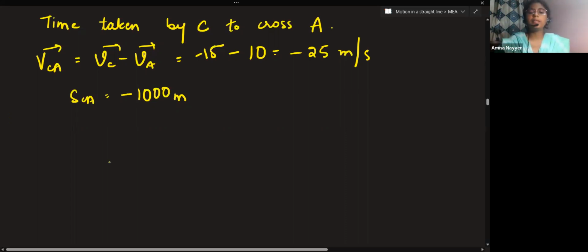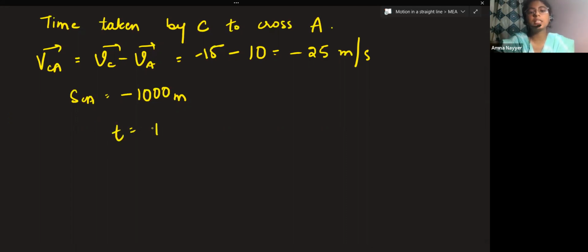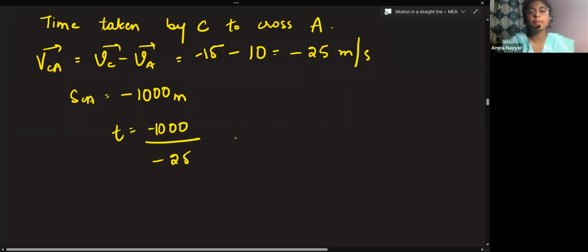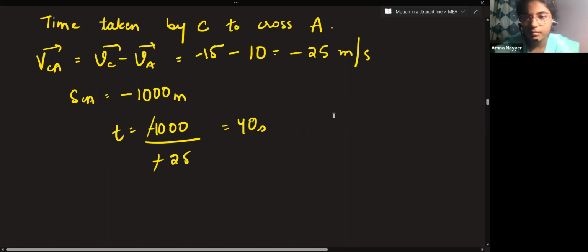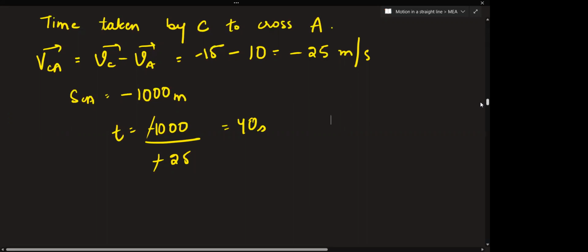So what will be the time period? From here, time period will be minus 1000 divided by minus 25. This gives 40 seconds. All right. Now, just tell me, is it clear till here? Because you have a very short theoretical aspect in here, and the whole question will be able to solve. Till here, is it clear to all of you? Any doubts till here? How have we got 40 seconds?